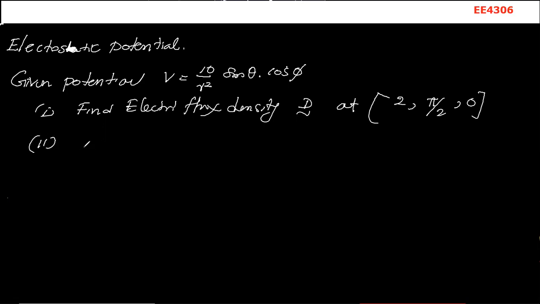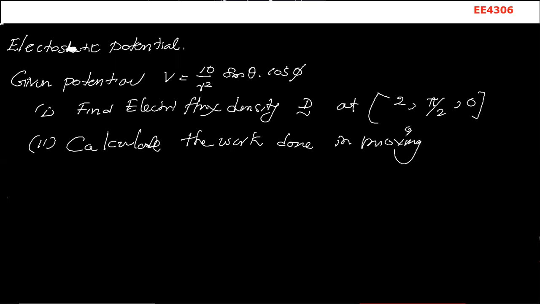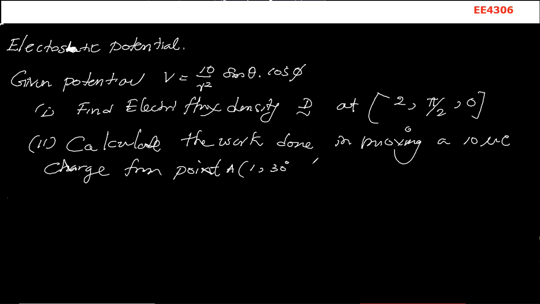Second part, calculate the work done in moving a 10 microcoulomb charge from point A, whose coordinates are given as 1, 30 degree, 120 degree, to point B, 4, 90 degree, 60 degree. So refer to this one.